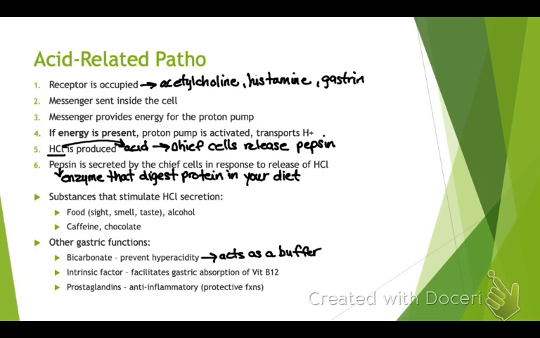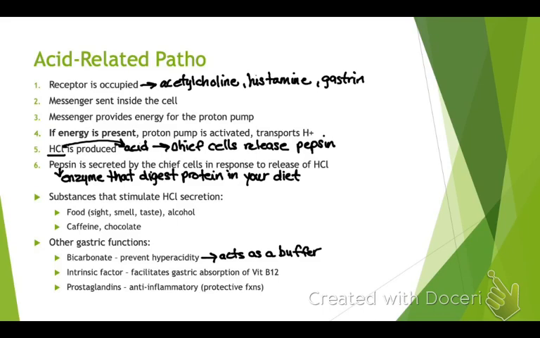And again, it's the chief cells that release the pepsin, which then helps to produce the acid. Remember, it's like a full circle. I want you to get that background. Pepsin is secreted by the chief cells in response to the release of the hydrochloric acid. Pepsin is the enzyme that helps to digest the protein in your diet.